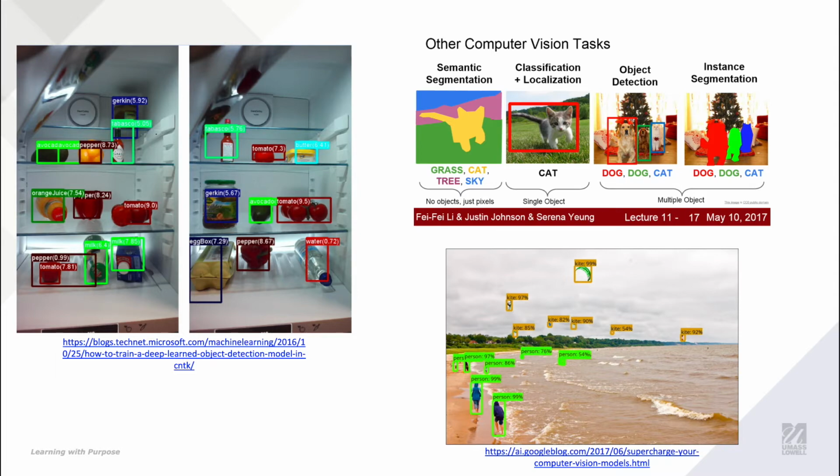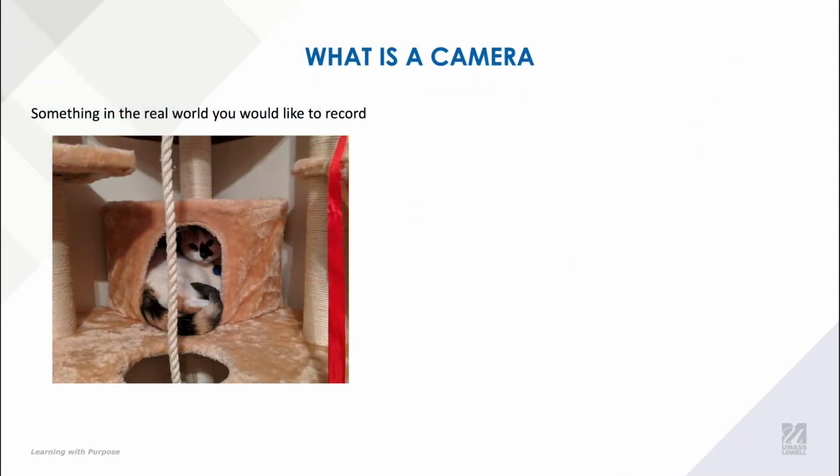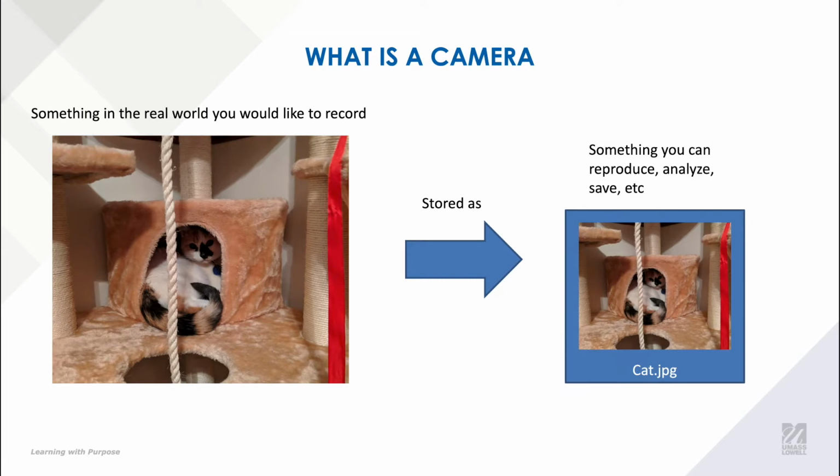So how do we do this? Well, first off, let's talk about what is a camera. Let's say you have something in the real world you would like to record, like my cat Cricket here, and you want to store it. You want to store it as something that's portable, something you can post on the internet, something that you can manipulate, something you can put in presentations, whatever it is, you want to be able to store it. So how do we do this?